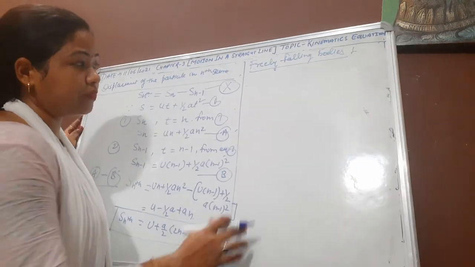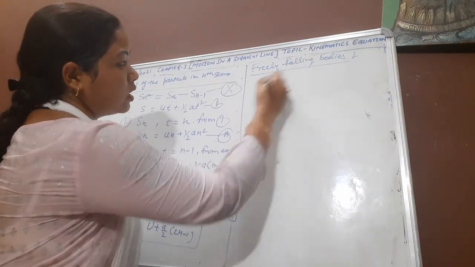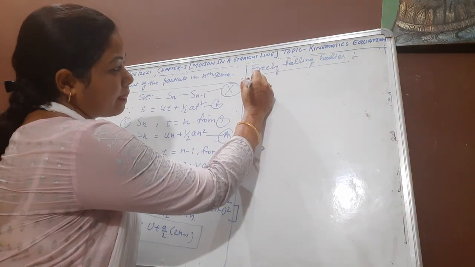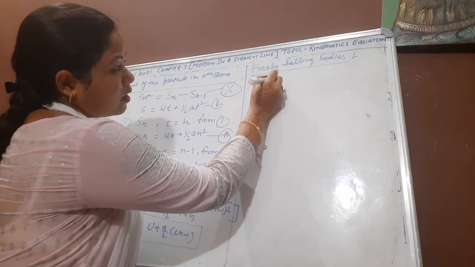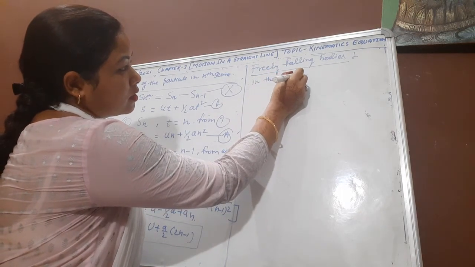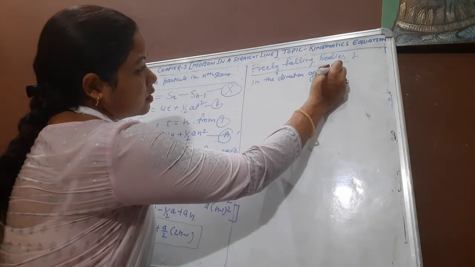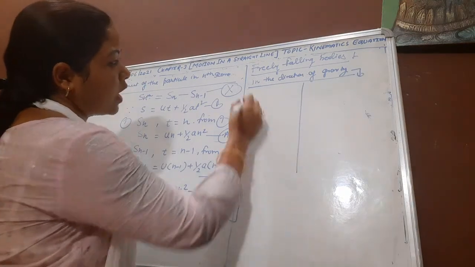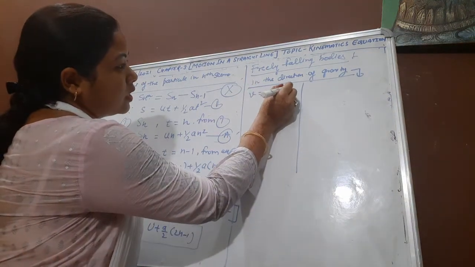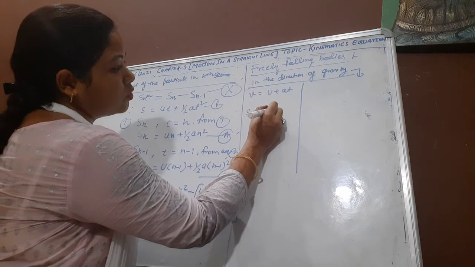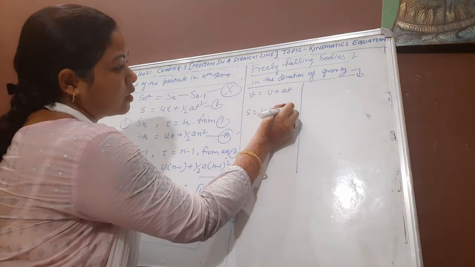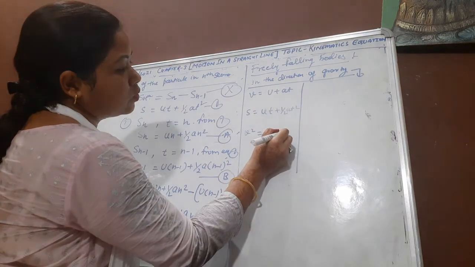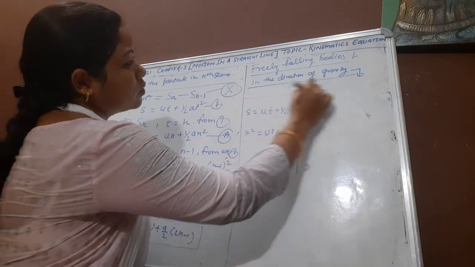So what will we do? For these equations of motion in the direction of gravity, what will you do? We have v equals to u plus at, right? Then s equals to ut plus half at square, then v square equals to u square plus 2as, right children?